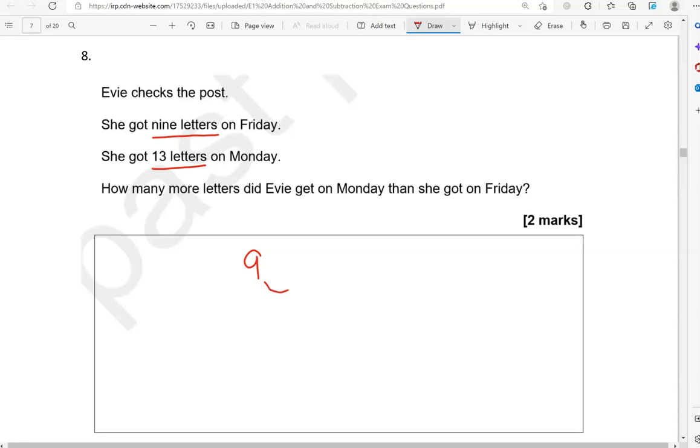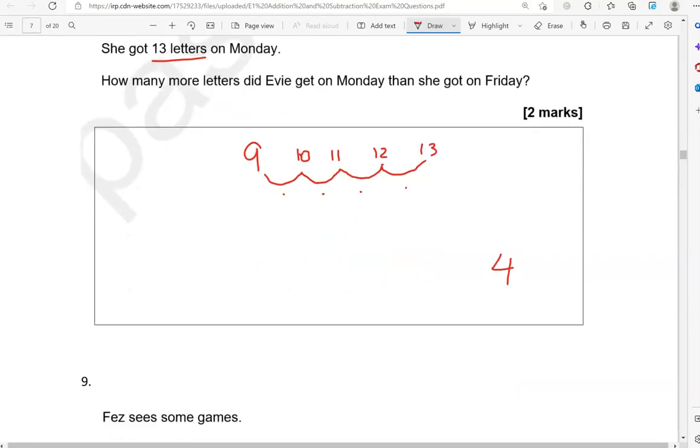So if I add 1, that goes to 10. 2, 3, 4, let's see what happens. So 11, 12, 13. So that was 4 steps. So that means 4 more. 1, 2, 3, 4.